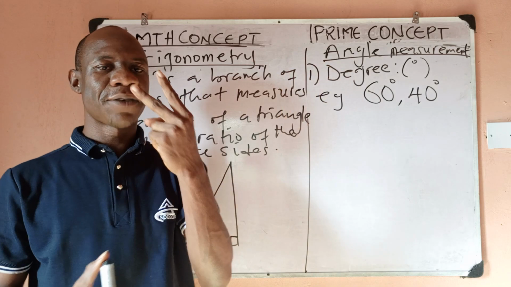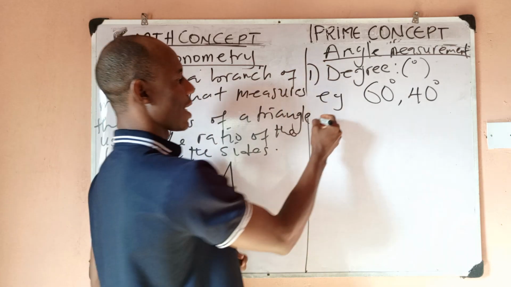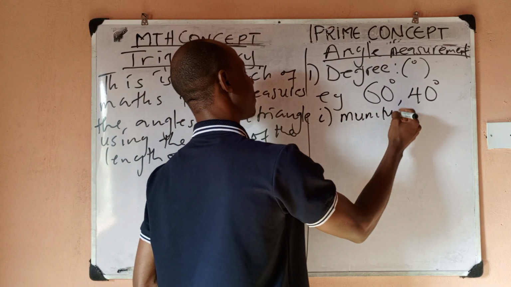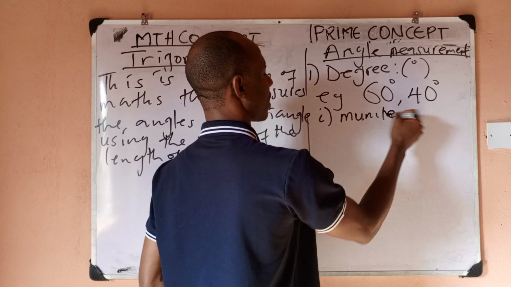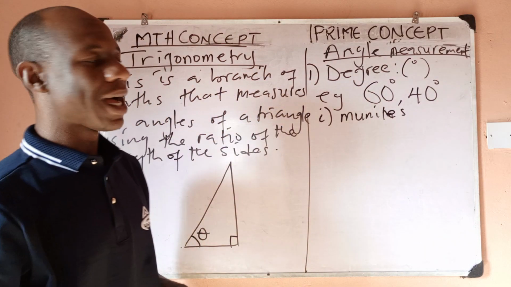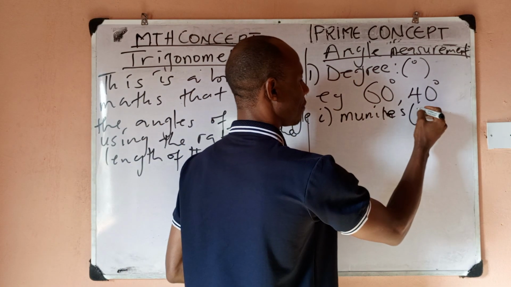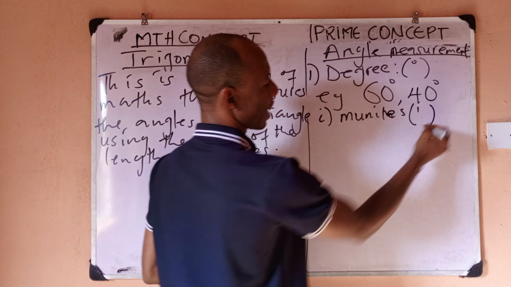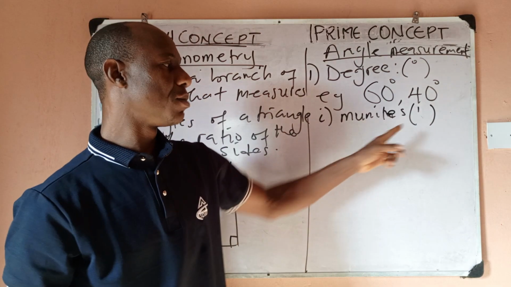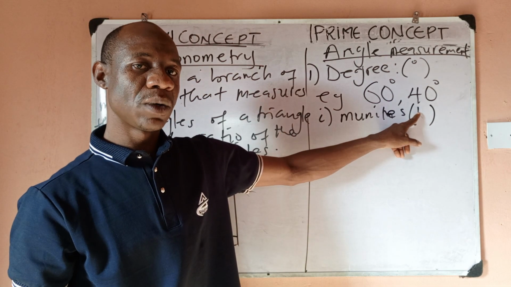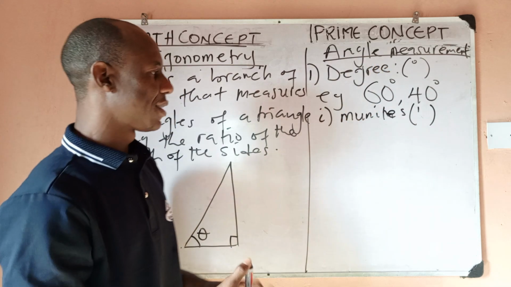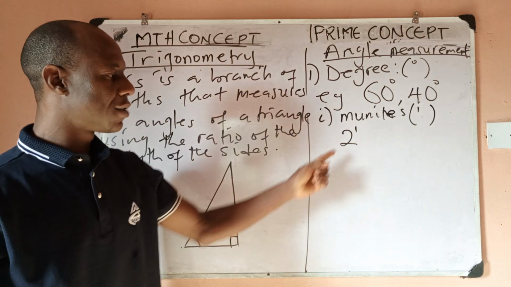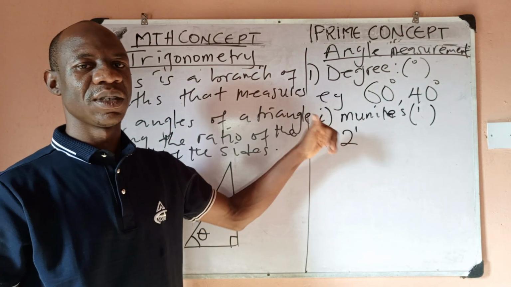And under the degree, we have two other units we consider. We can talk about minutes. So you can measure angle in minutes. And what is the symbol for minute? It is a single prime. So if you want to measure an angle in minutes, you just put this symbol, which is the prime symbol, above that number. So if I write something like this, it simply means 2 minutes. It means the angle is measured in minutes.